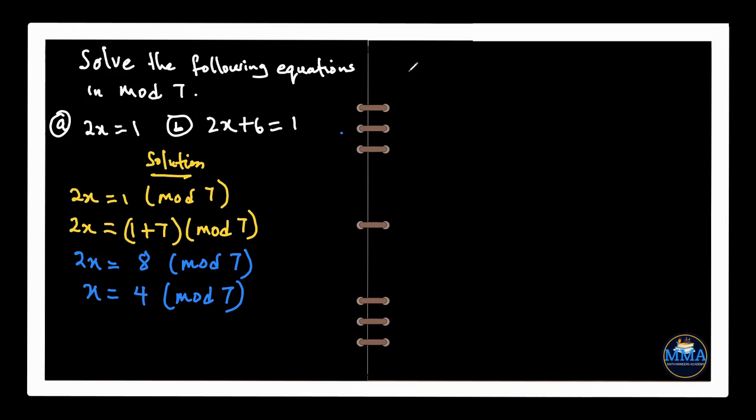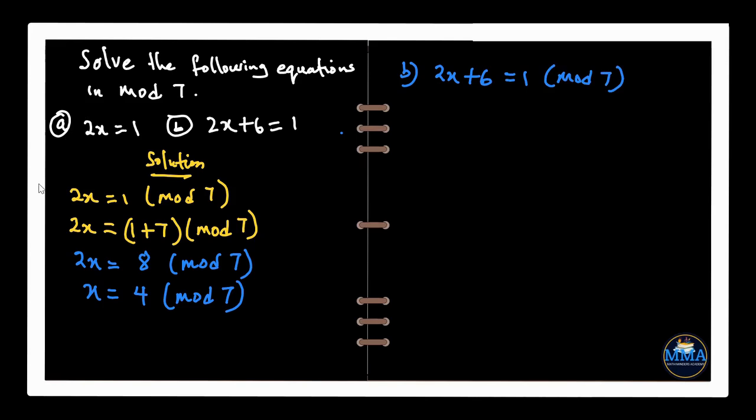Let's look at the B question. We have 2x plus 6 equals 1 in mod 7.